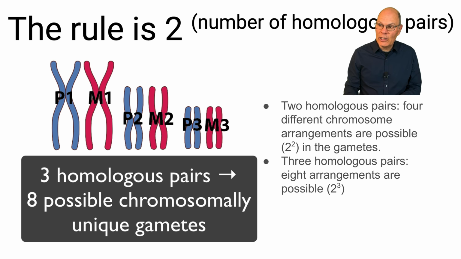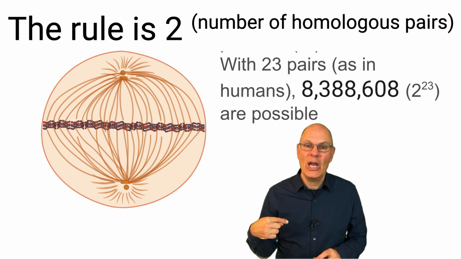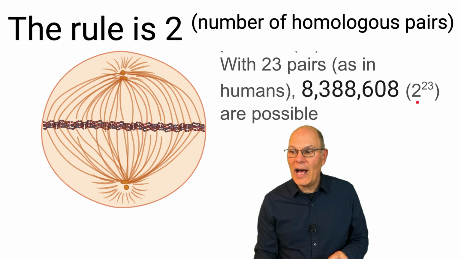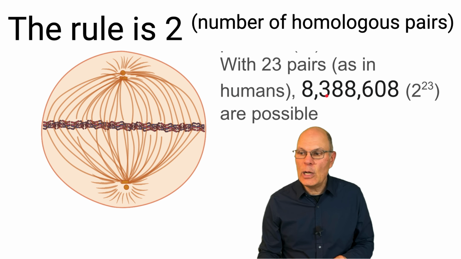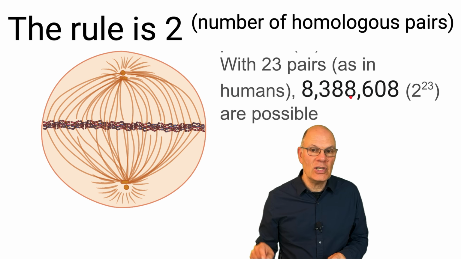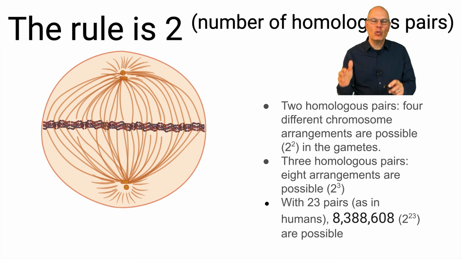With 3 homologous pairs, the math takes you to 2 cubed. That's 8 possible arrangements, and with 23 pairs, like we have in Homo sapiens, you have 2 to the 23rd possible arrangements. That's 8,388,608 possible combinations. That's the chance that any 2 sperm cells or any 2 egg cells would have exactly the same array of maternal and paternal chromosomes.